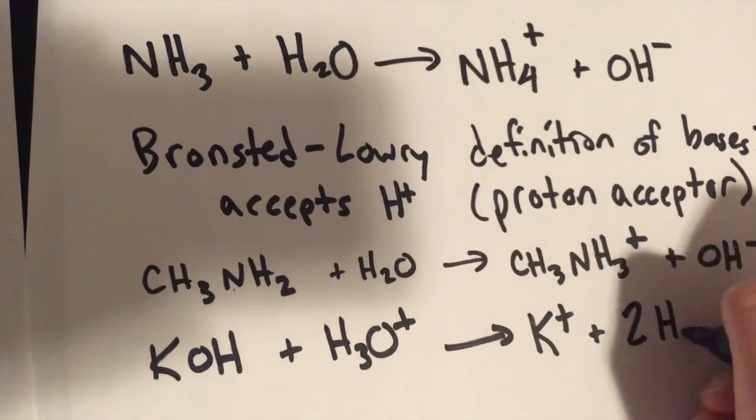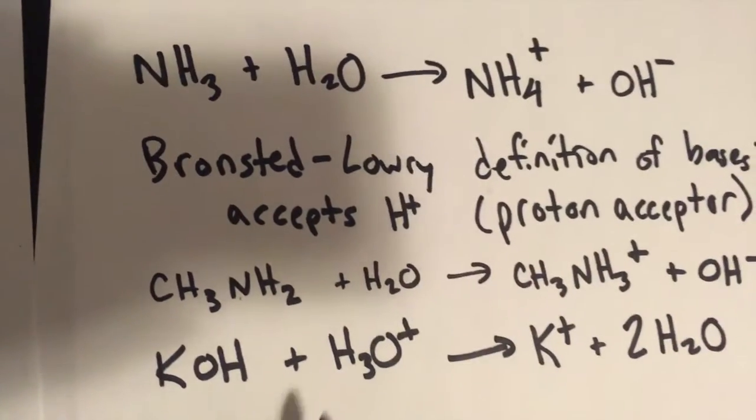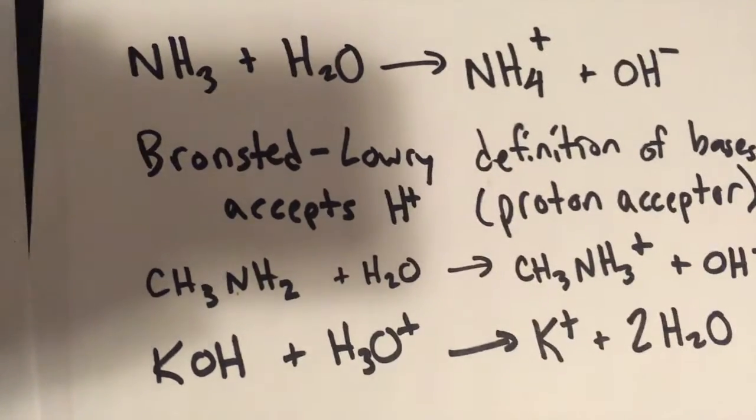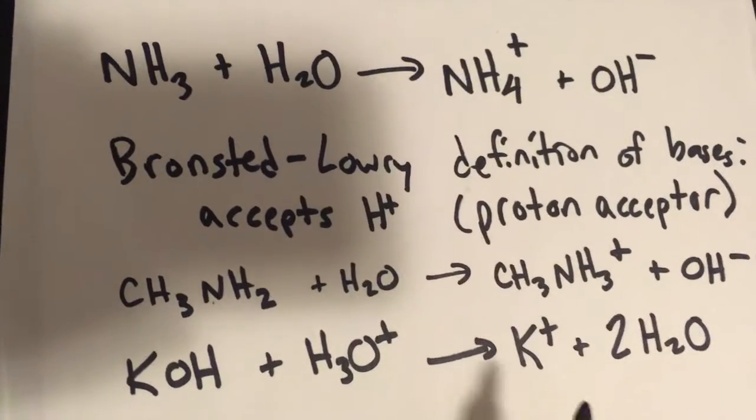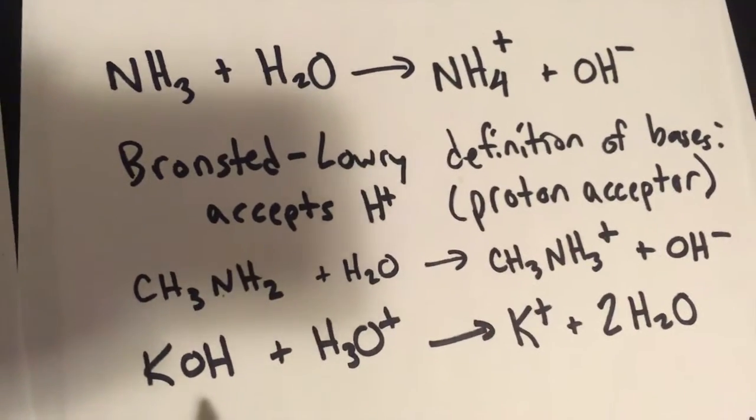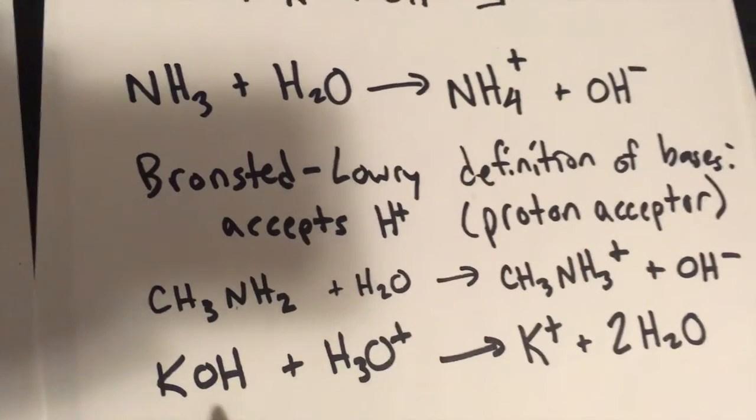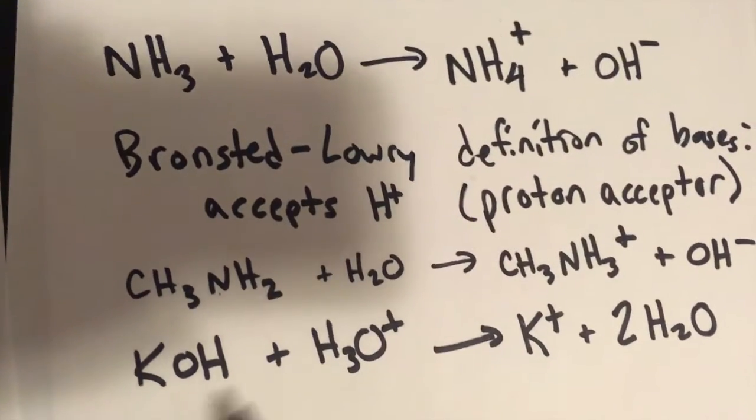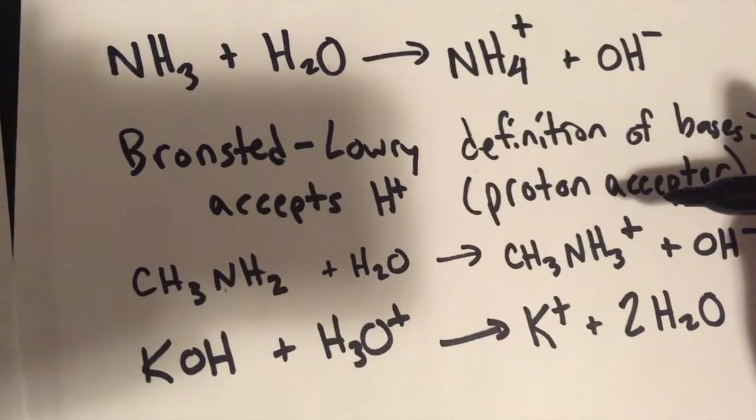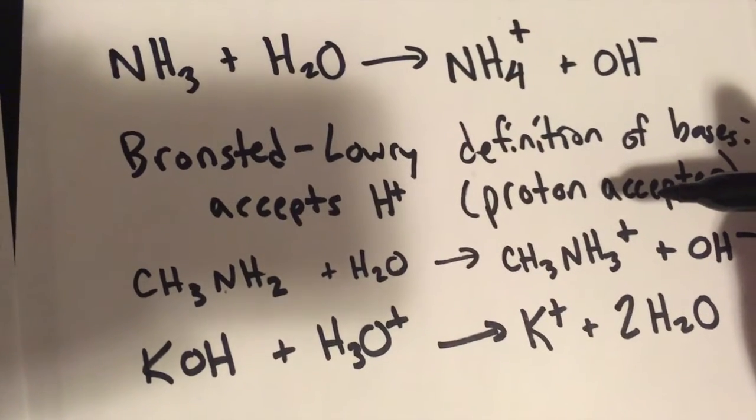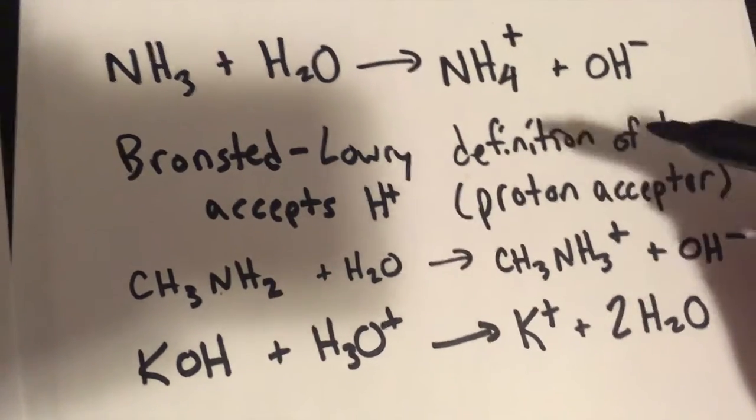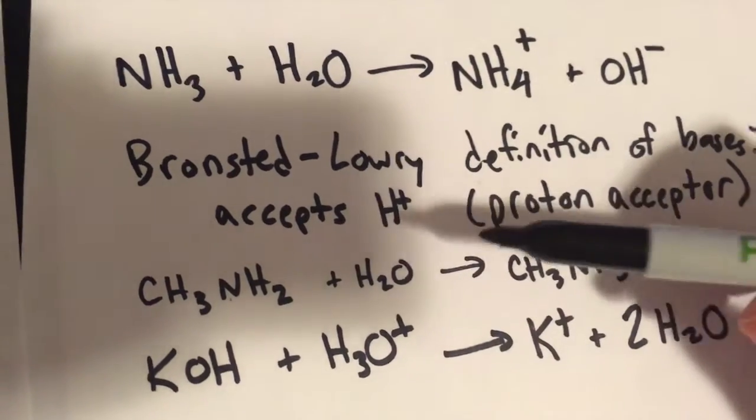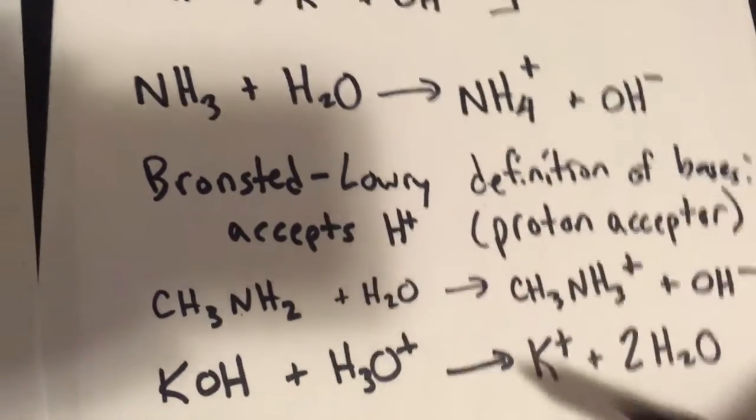So you're going to end up with K plus and then 2 water molecules, one made from OH minus and H plus, and then one made from the leftovers of this molecule. Right? So any Arrhenius base, any ionic compound that has OH minus in its chemical formula, is also a Bronsted-Lowry base. Bronsted-Lowry's definition is a little bit more general than the Arrhenius definition. So every Arrhenius base is a Bronsted-Lowry base, but not every Bronsted-Lowry base is an Arrhenius base, right?